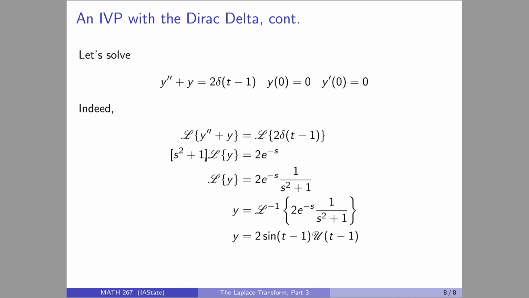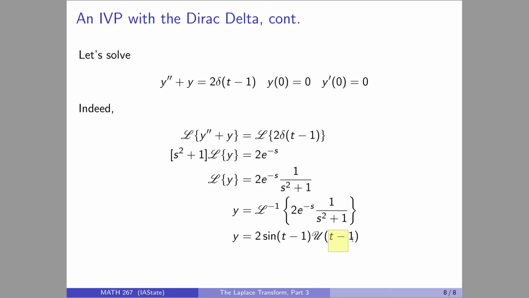Hey, the auxiliary equation, s squared plus 1, there it is. The Laplace transform of the Dirac delta shifted to t equals 1 is e to the negative s, since the normal Dirac delta has a Laplace transform of 1. We bring this over, and we see a 2. Then we notice 1 over s squared plus 1, I know that's sine of t, but it's being multiplied by an e to the negative s, so when I inverse Laplace it, the Heaviside function shows up, so I get this translation along the t-axis.